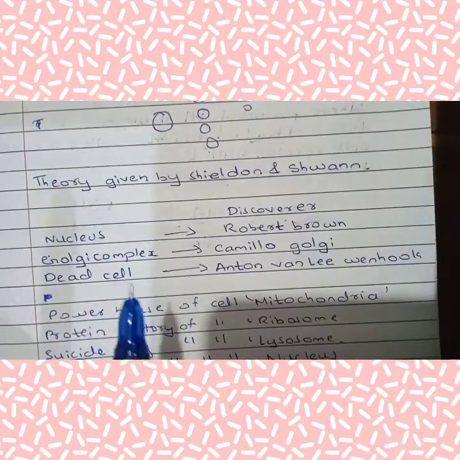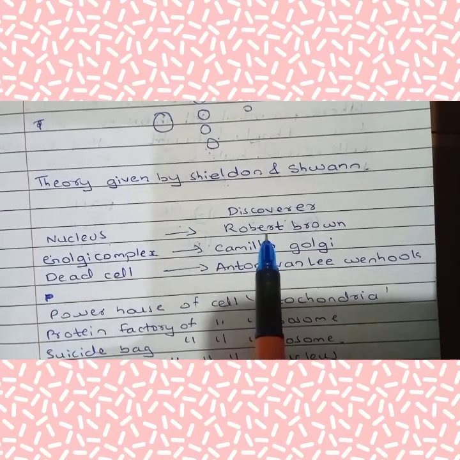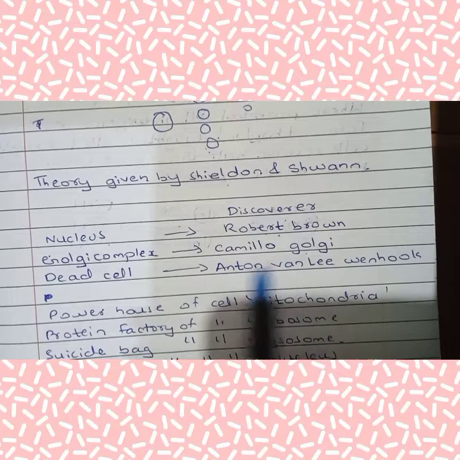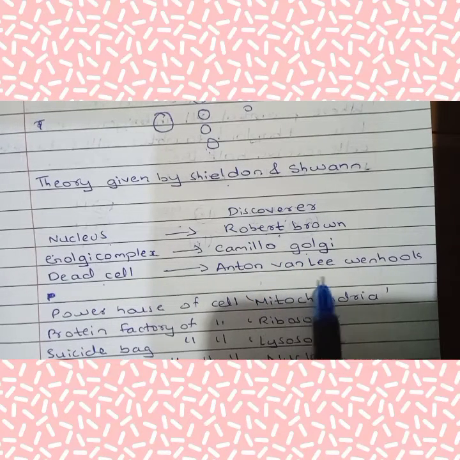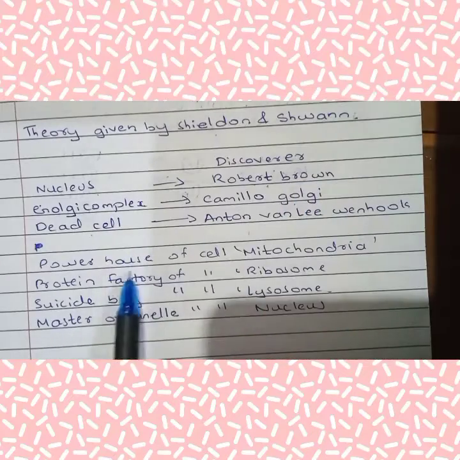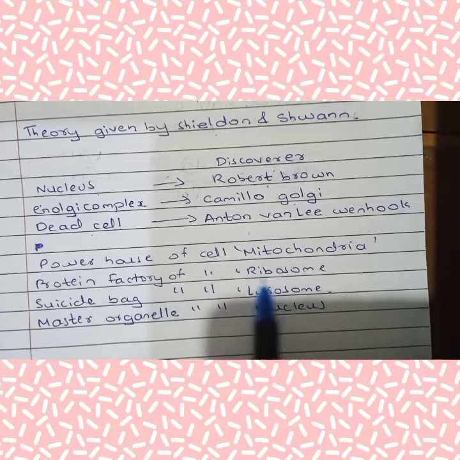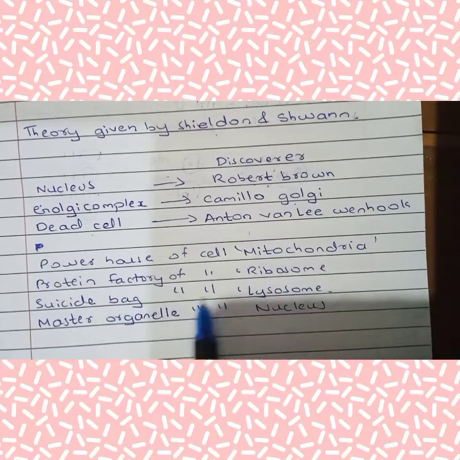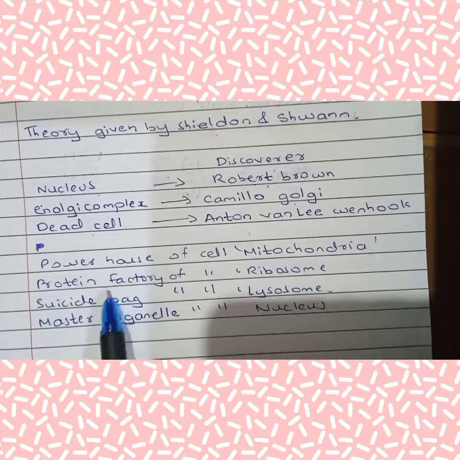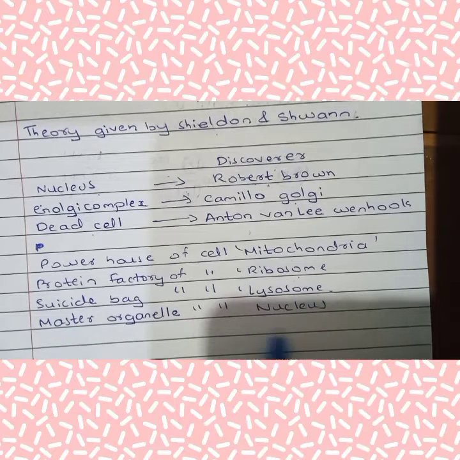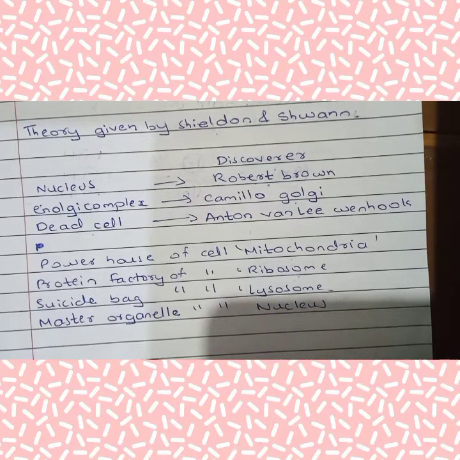Now let's study some discoverers. The nucleus was discovered by Robert Brown. Golgi complex was discovered by Camillo Golgi. The dead cell was discovered by Anton van Leeuwenhoek, who is the discoverer of the microscope too. Now, the powerhouse of the cell is mitochondria. Remember these things. The protein factory of the cell is ribosome. The suicide bag of the cell is lysosome. The master organelle of the cell is the nucleus. I've told you this before.